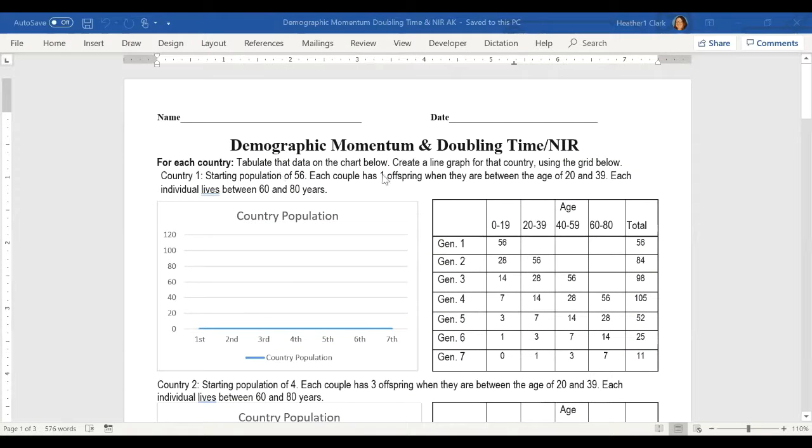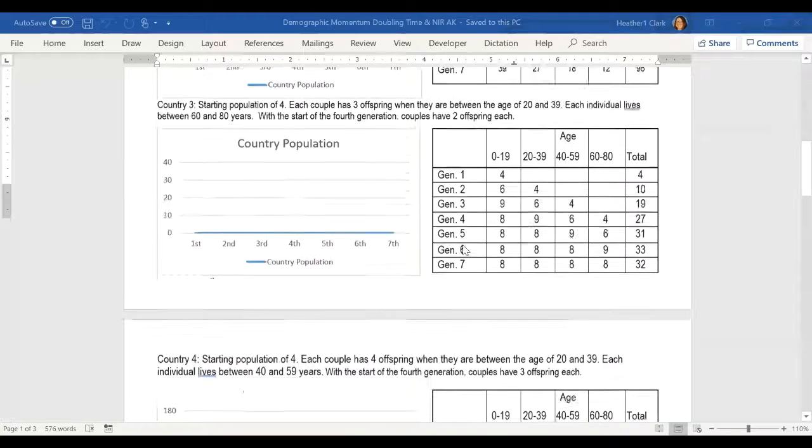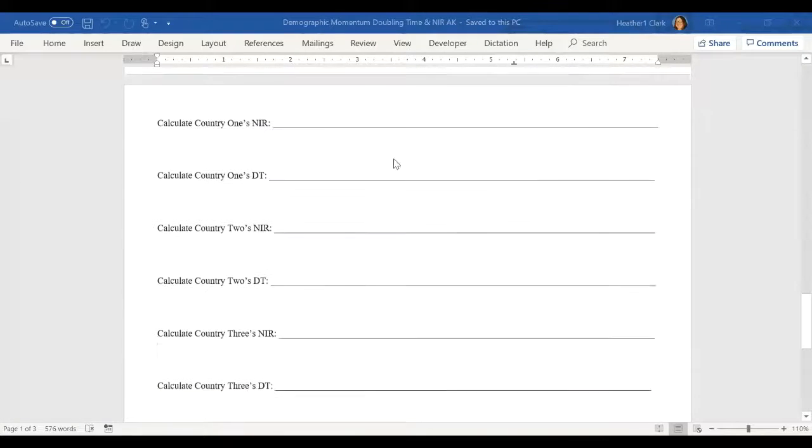I've had a lot of questions about how to do this third page down here on calculating country one's natural increase rate and so on. So what I'm going to do is show you how to do that today. It shouldn't take very long.